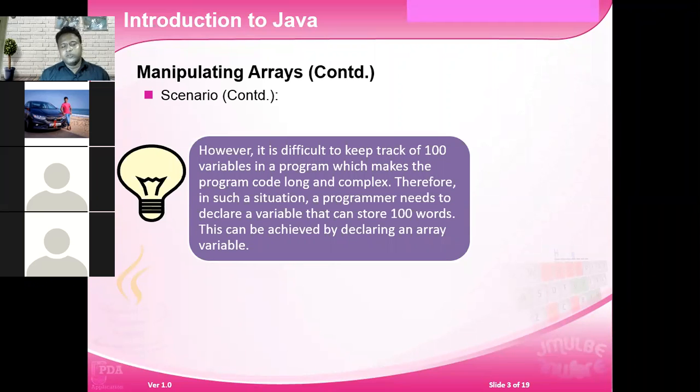So array रे कौन होगा ना, without defining the 100 variables, we have to define one variable. In one variable we have to store 100 data.